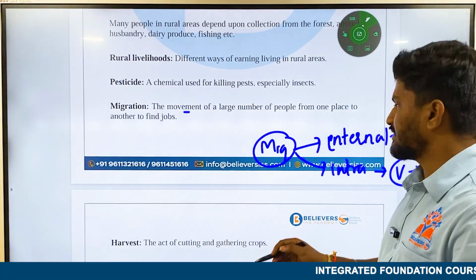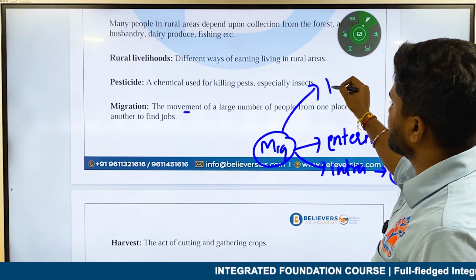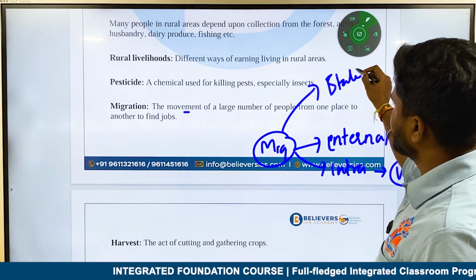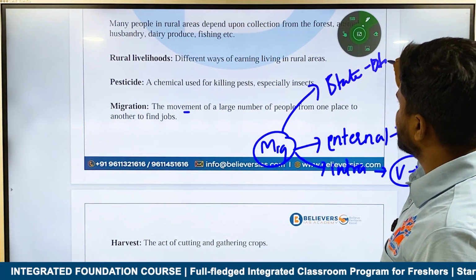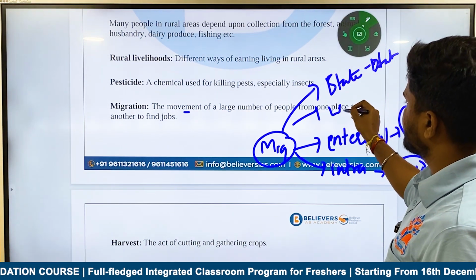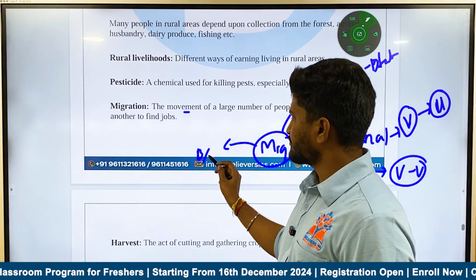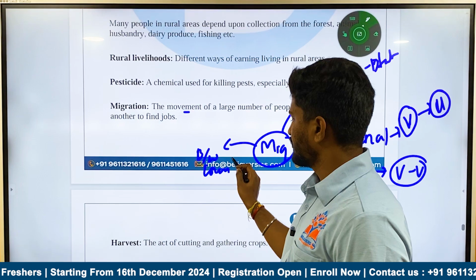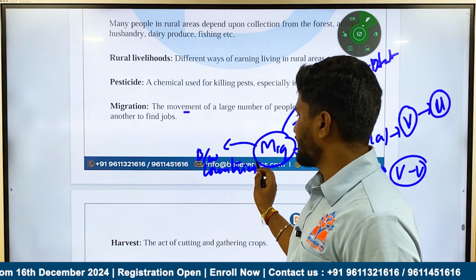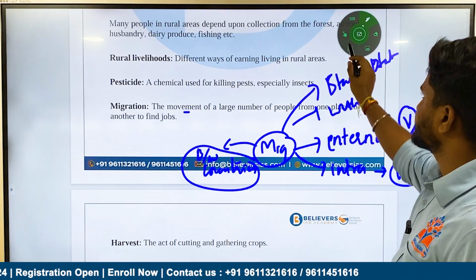This migration at a larger scale can also be between states, within a state, or at the larger level between countries. So there are different types of migration depending upon people's needs and their aspirations.